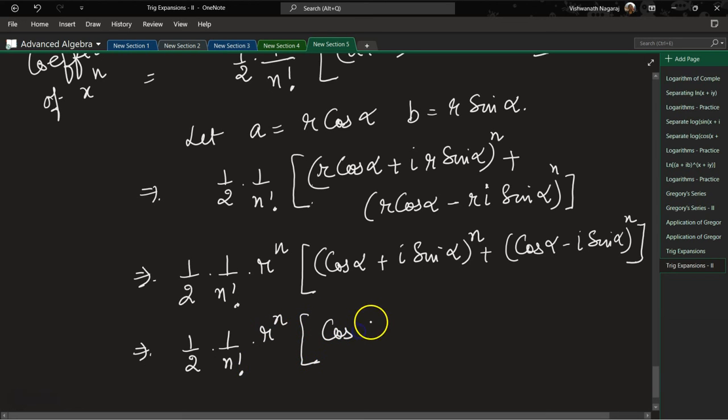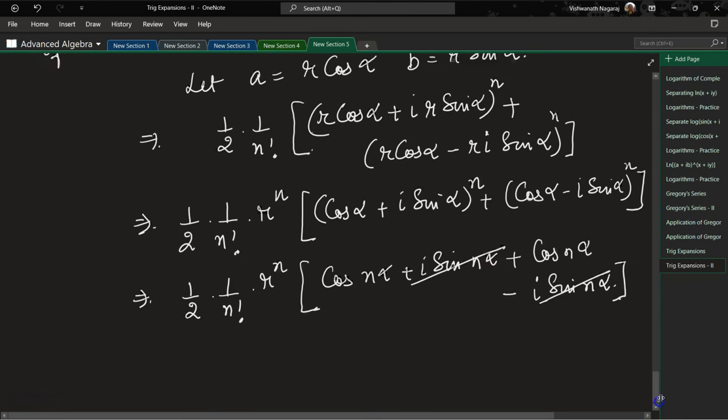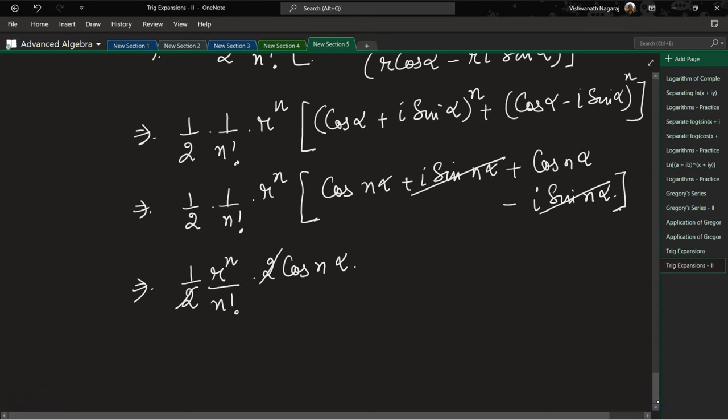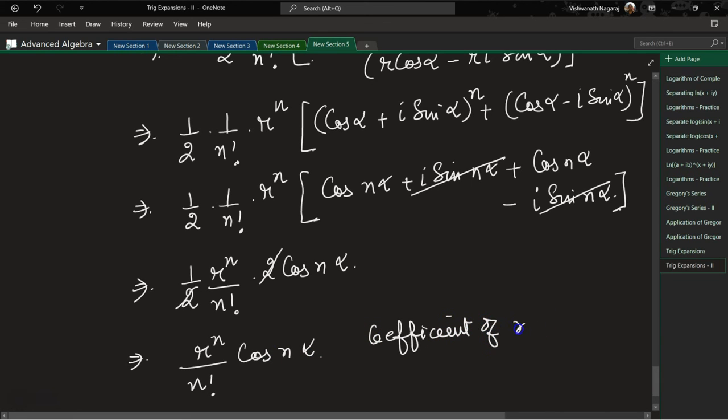What do we get? We get cos n alpha plus i sine n alpha plus cos n alpha minus i sine n alpha. This and this get cancelled. So we get 1 by 2 r to the power of n by n factorial times 2 cos n alpha. This 2 and 2 cancel and we get r to the power of n by n factorial cos n alpha. And remember, this is the coefficient of x to the power of n.